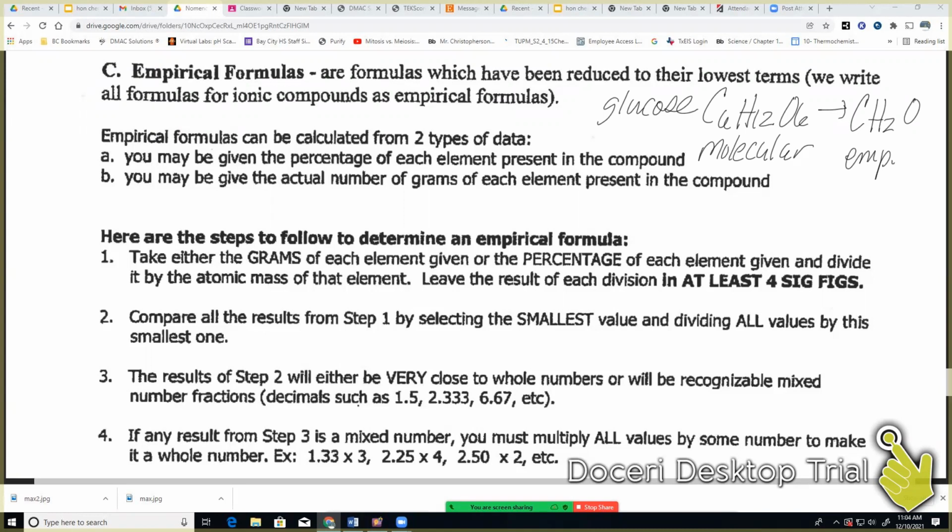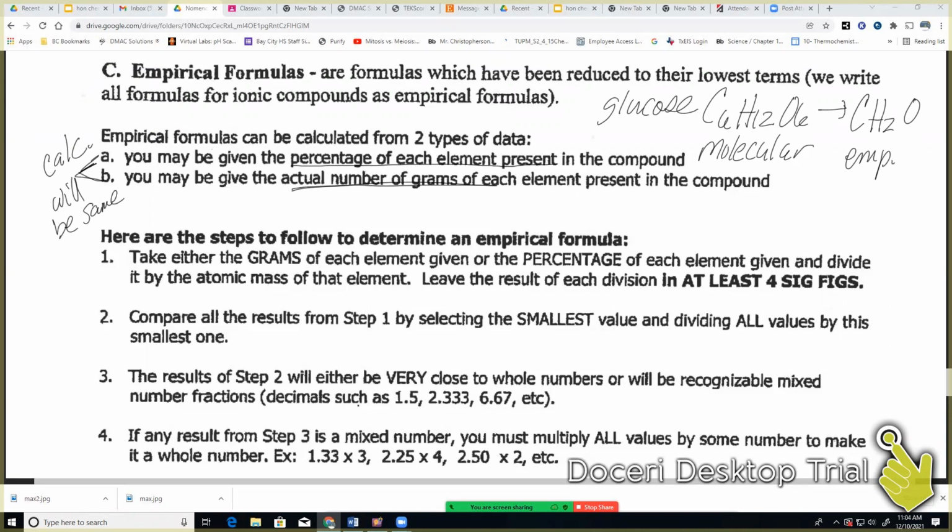So you can figure out the empirical formula from either the percentage of each element that's present or the actual number of grams of each element that are present. And whichever information you're given, your calculations will be the same. And we'll do one of each. So what's given to you in the problem, that's really not going to change the process that you're going through as you do this.